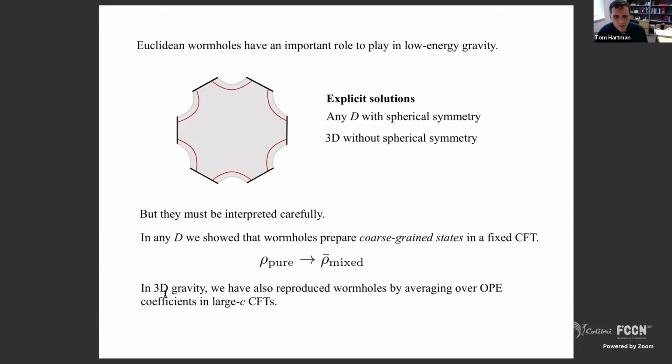In 3D gravity, we've also reproduced wormholes by averaging over OPE coefficients in large C CFTs. These are 2 different ways of stating what's essentially the same fact. You can either phrase this as coarse graining, or you can phrase it as an average. In both cases, it's an explanation for what low energy gravity is telling you about the dual theory or class of theories.